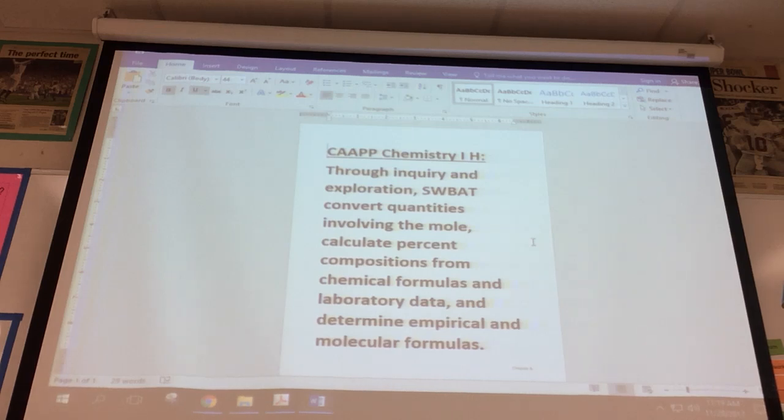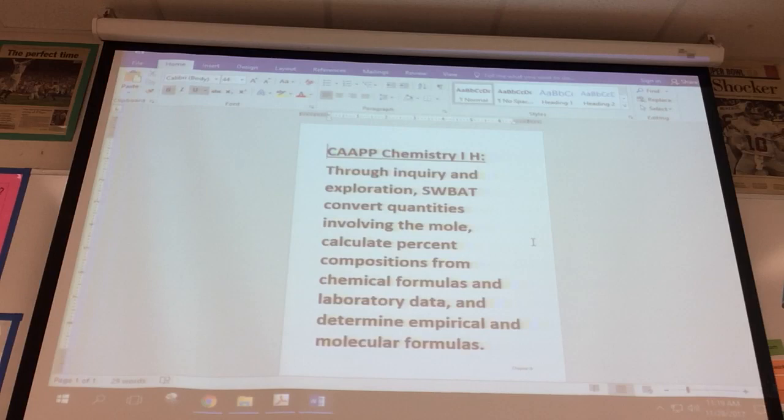Today we're going to continue with our chapter on the mole, and we're going to focus a little bit more on converting quantities. Yesterday we looked at very simple conversions from moles to atoms, atoms to moles, moles to mass, mass to moles, and also atoms to mass as you saw in the do now, but we were always dealing with elements on the periodic table. Today we're going to be doing the same types of conversions, but we're going to be doing it with compounds, both ionic and covalent.